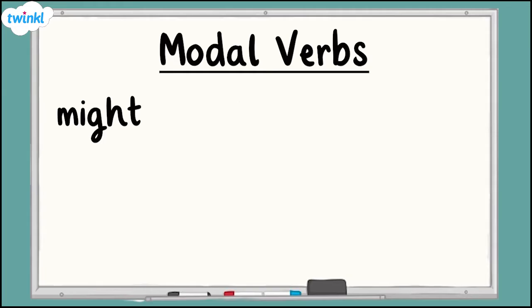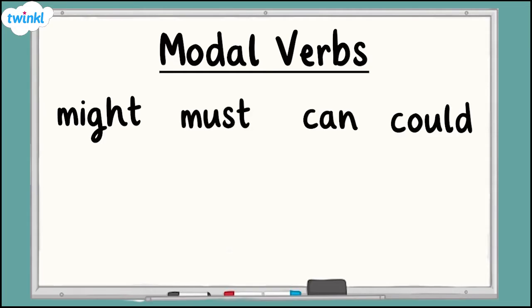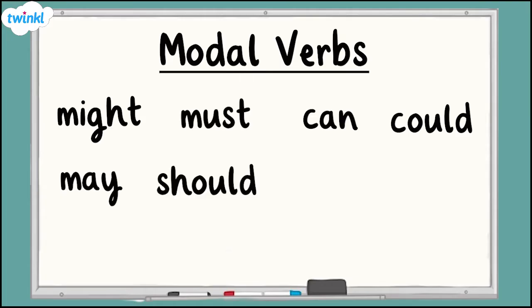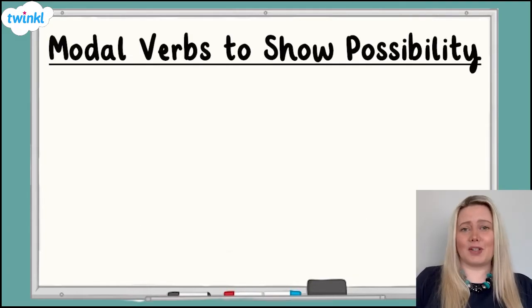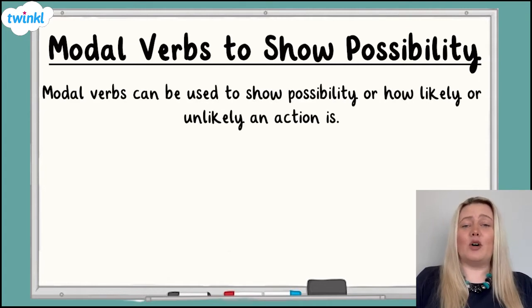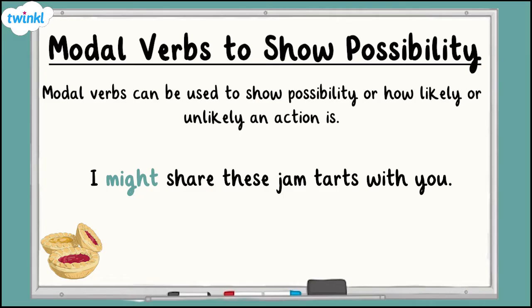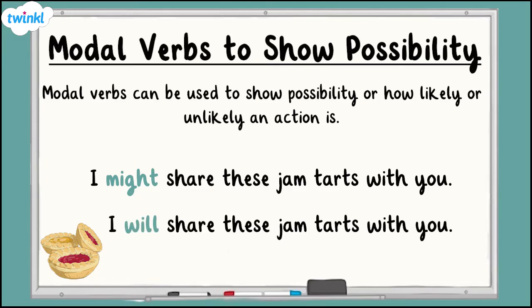Might, must, can, could, may, should, would, ought, shall, and have to. Modal verbs can be used to show possibility, or how likely or unlikely an action is. I might share these jam tarts with you. I will share these jam tarts with you.